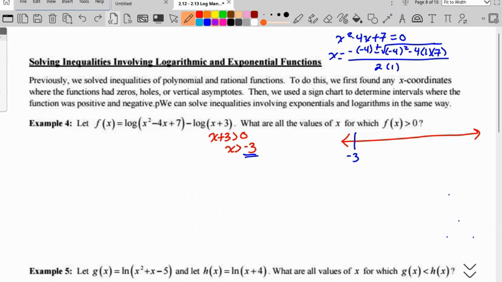So it never is equal to 0, so that's not going to contribute any additional critical values there. It doesn't have any real solutions. It's not going to contribute any additional critical values. Okay, so we've got -3 as a domain restriction.